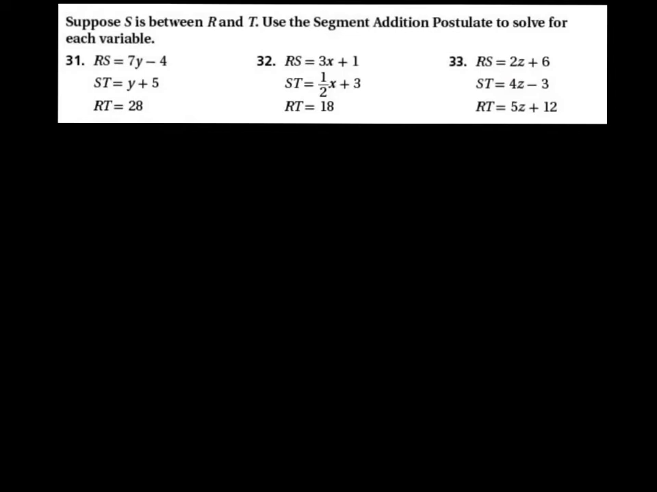Now for 32, I am going to do 31 instead. So they say that S is between R and T. So what I would do is draw segment RT and a point S somewhere between R and T, because that's what they say right here. Suppose S is between R and T. And it says use the segment addition postulate to solve for each variable. Again, I'm using this item right here, so I'm doing that one.